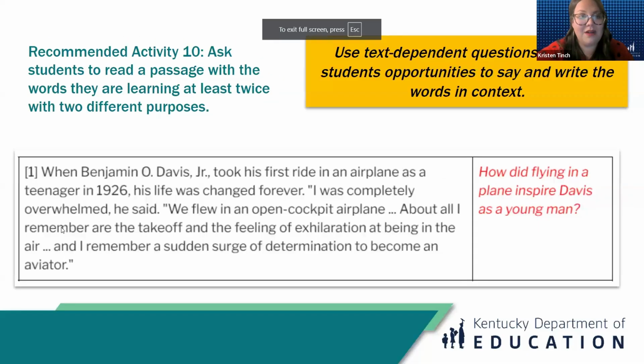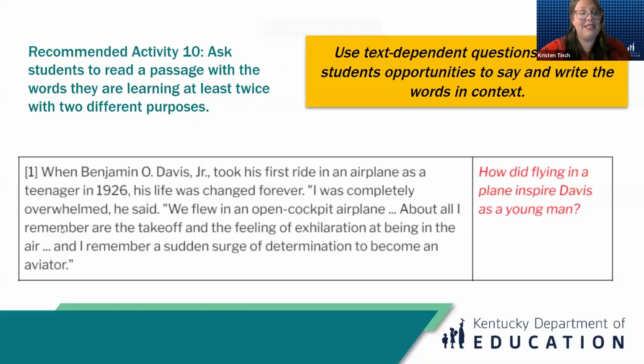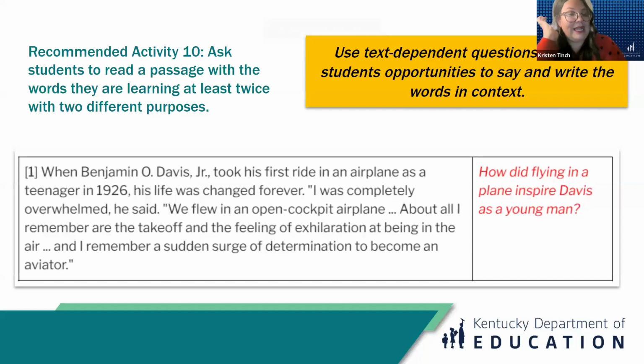So at this point, we'll talk really quickly about recommendation 10, which is really getting at comprehension. And that is that we ask students to read a passage with the words they're learning at least twice with two different purposes. I love this recommendation. Students need multiple reads of passages, and that can be tricky to make time for. And also, students can be like, why do I have to read this twice? I don't want to read it twice. I didn't want to read it once. Why are you making me read it again?